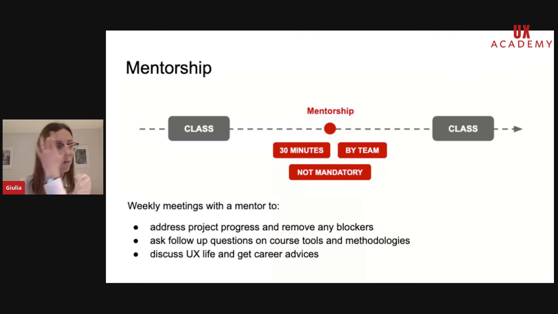So mentorship is mostly about checking on the progress of the project, seeing if there's any blockers, and if you have any follow-up questions on the tools and methodologies that we're using, and finally, also if you have questions related to UX life or career advices. And yeah, that's basically it.